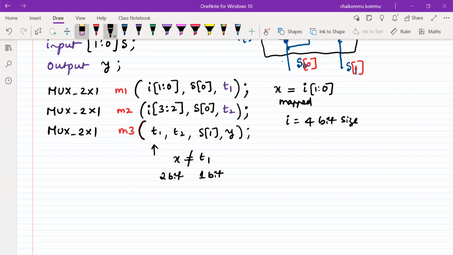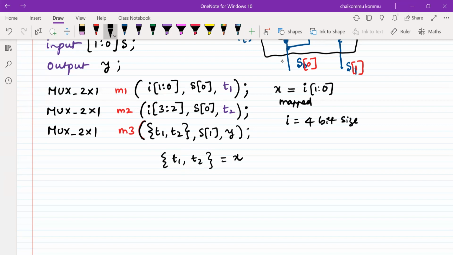So what should I do? Instead of taking the individual lines, I want to combine them and make them one. For that, I am going to use the concatenation operation. Simply, I am going to write the concatenation of T1 comma T2. Is it clear now? Now this concatenation of T1 comma T2 is mapped with the 2x1 multiplexer that we have done earlier. Now it becomes a 2-bit size, and this is also a 2-bit size. There is no problem now.